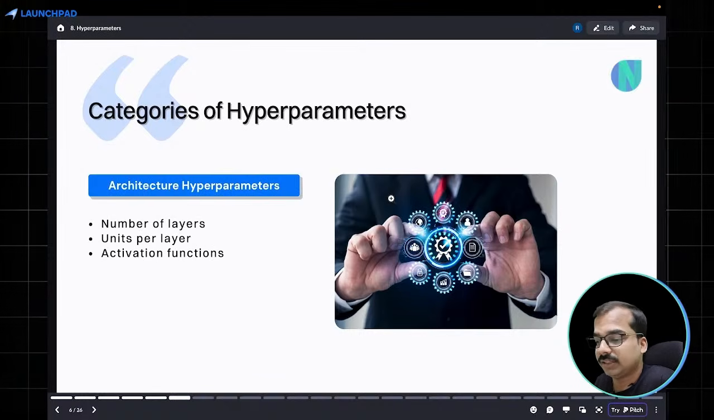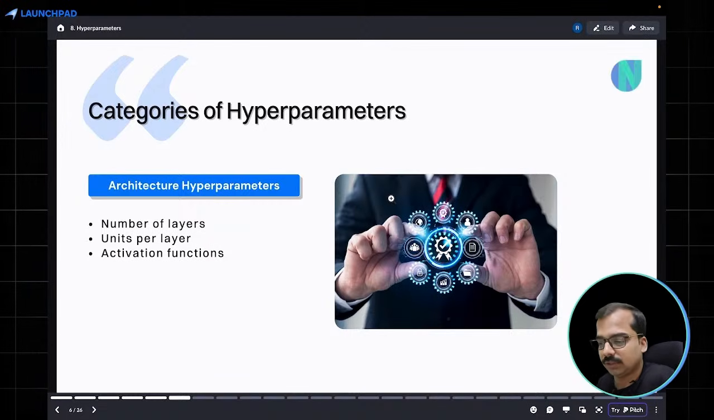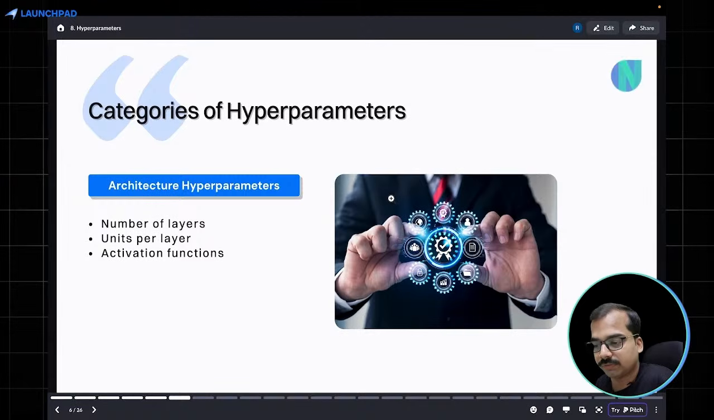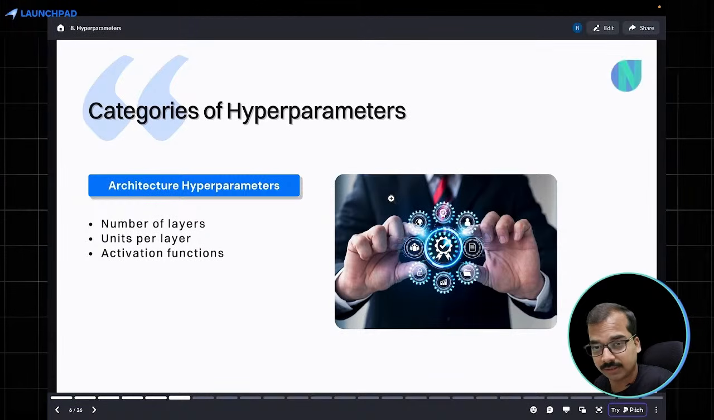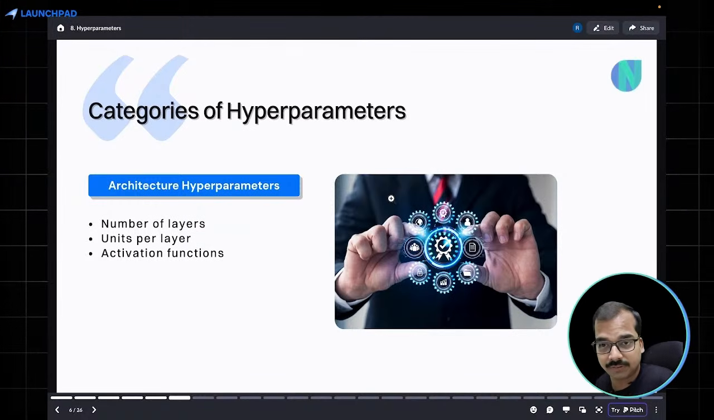Then architecture hyperparameters. These are basically hyperparameters that define the architecture of a neural network. Like what is the number of layers, how many units per layer, like how many nodes or neurons per layer, and what are the different activation functions in each layer.